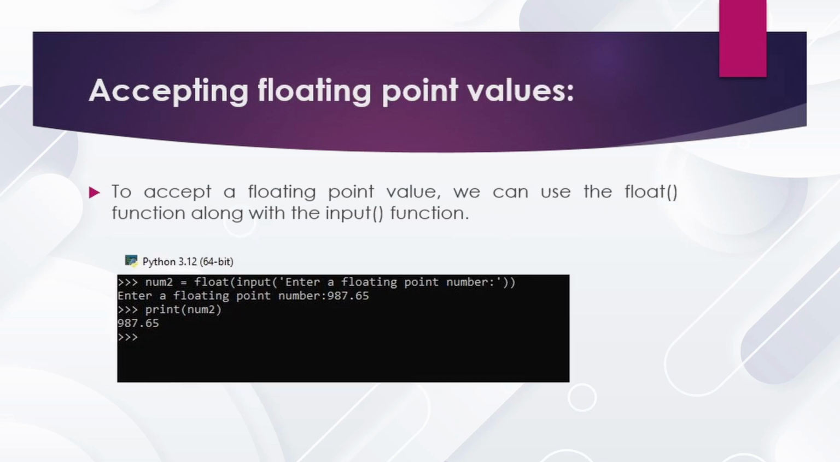Similarly, to accept a floating point value, we can use the float function along with the input function. In this example, we can see that the user gives the input 987.65 when prompted to enter a floating point number, which is then converted to float and stored in the variable num2. The value stored in num2 is then later displayed on the screen using the print function.